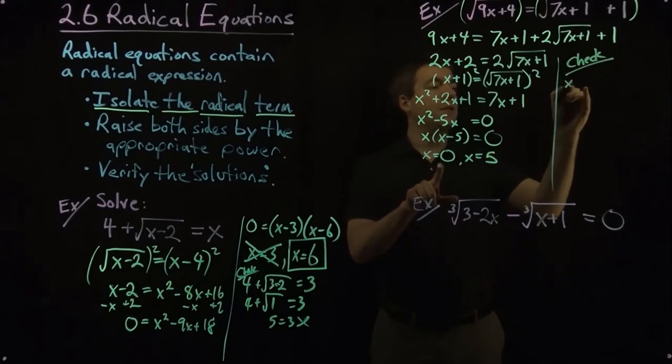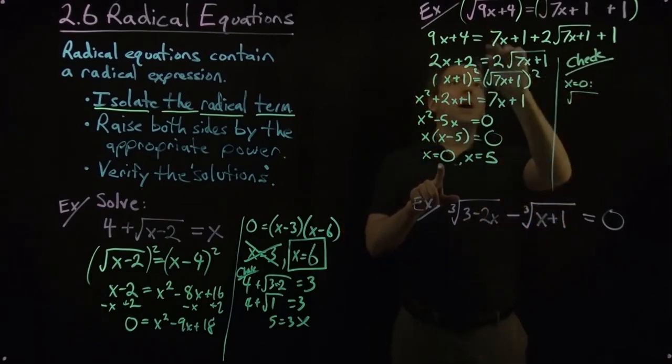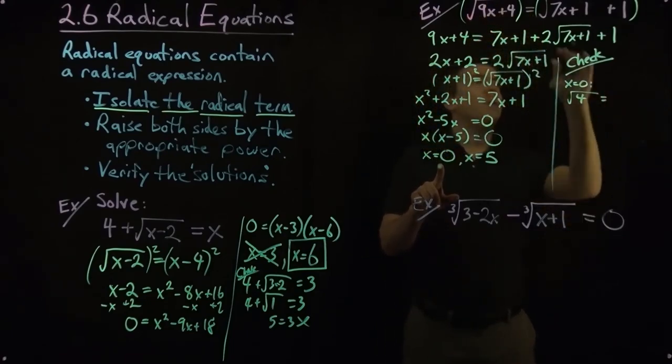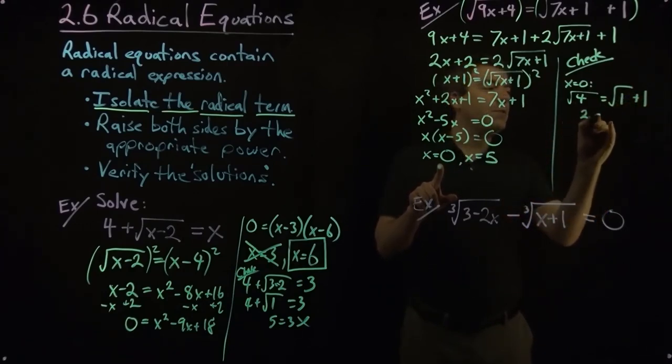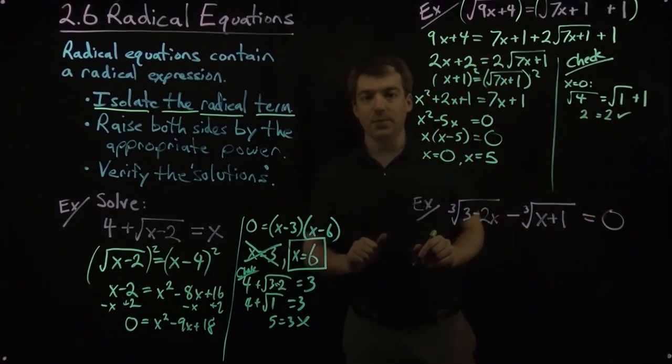Let's try x equals 0. So we'll have the square root of 4, since the x is 0 here and cancels out this term, square root of 4, equal to square root of 1 plus 1. Well, square root of 4 is 2, and square root of 1 is 1, plus 1 is also 2. So x equals 0 is a solution.